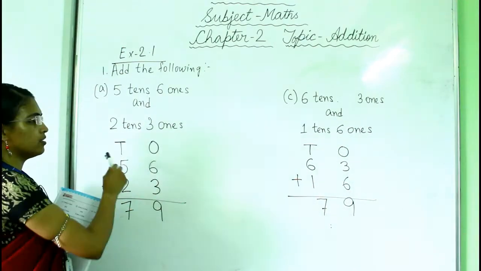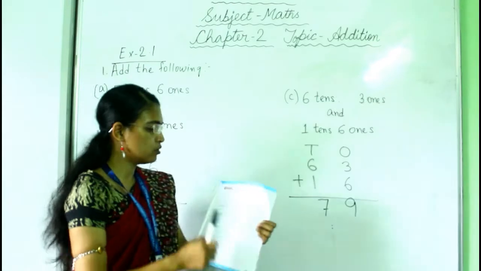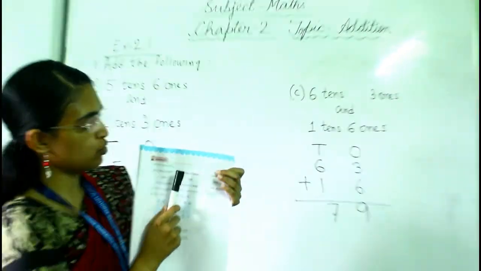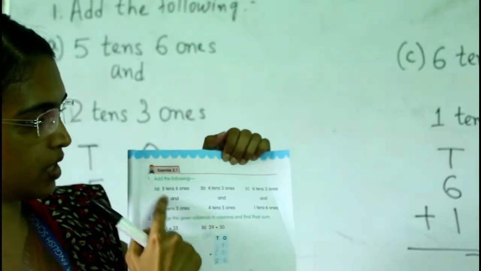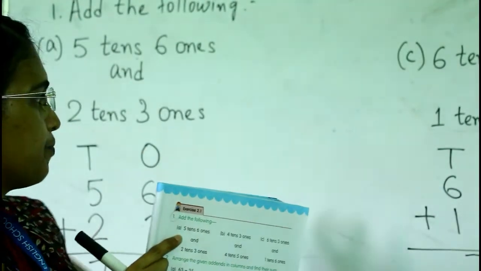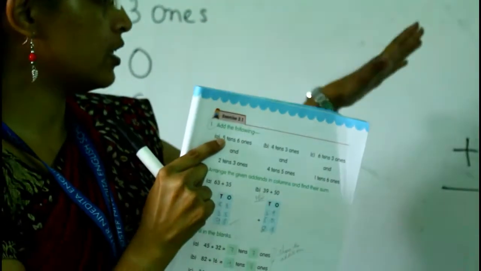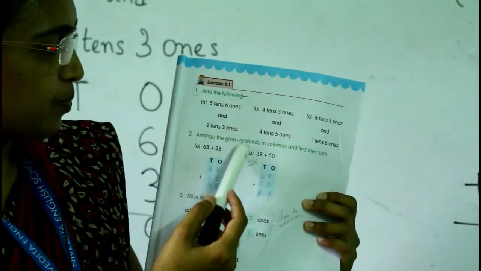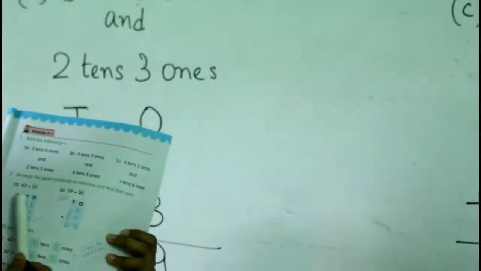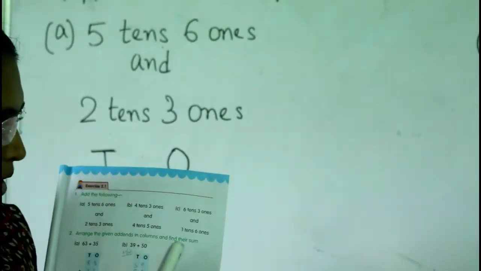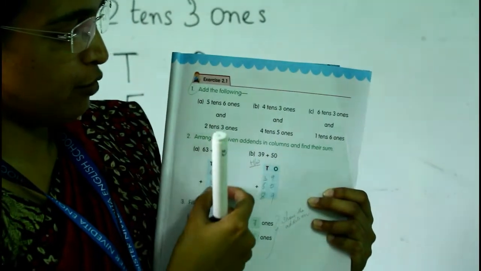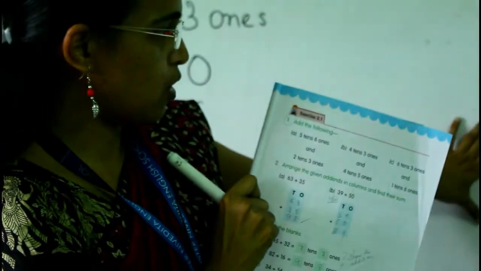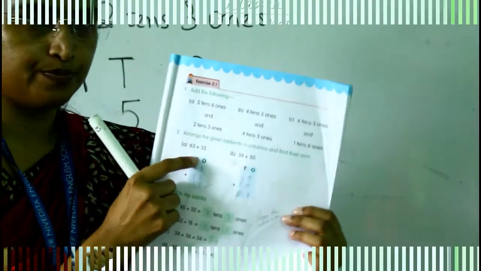Okay. Now in this way you have to do question number B. Okay, and do all these sums, this type of sums, in this way in your notebook. Okay. Now question number 2. What we have to do? Arrange the given items in column and find their sums. Here the question is written in this way. We have to do it in the same process. Okay, one I will show you.